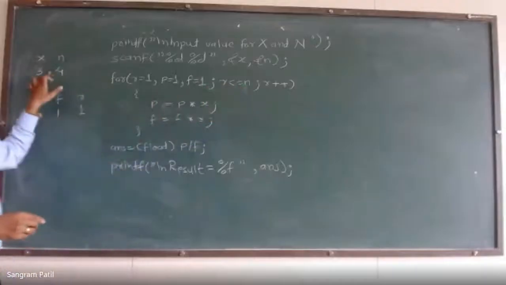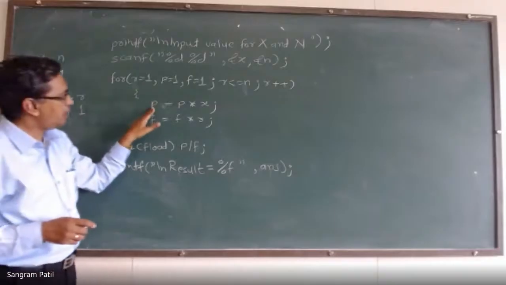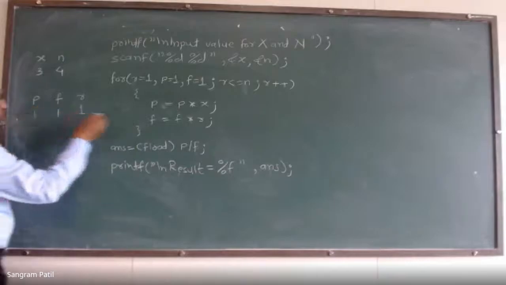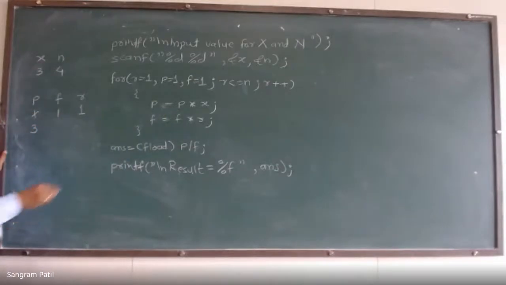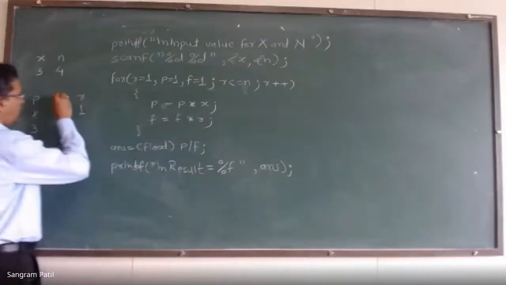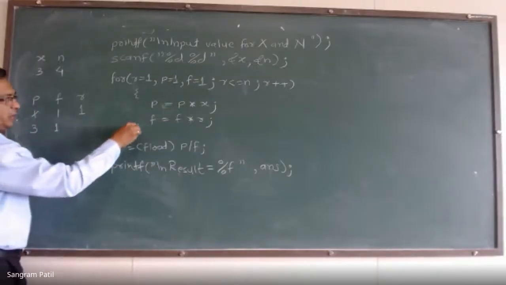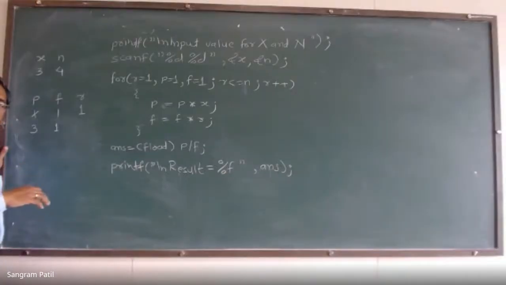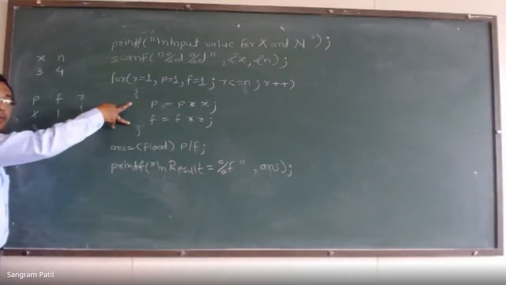R is less than equal to n. Yes, r is less than equal to n. Curly bracket. P equal to p into x. That is 1 into 3 is 3, and this is the new value of p. So p becomes 3. F equal to f into r. Value of f is 1. R is 1. 1 into 1 is 1. Curly bracket. Now we want to execute two statements. That's why curly bracket is given. In previous examples, curly bracket was not given because we wanted to execute a single statement. But now we want to execute two statements.